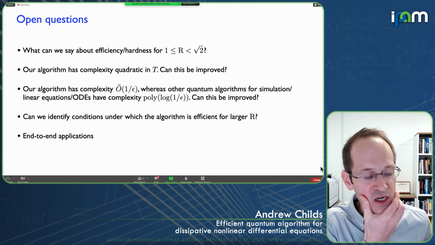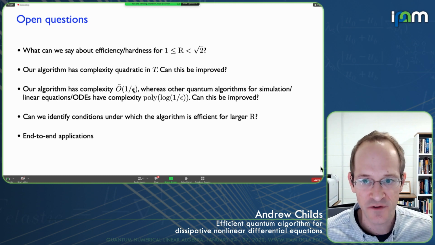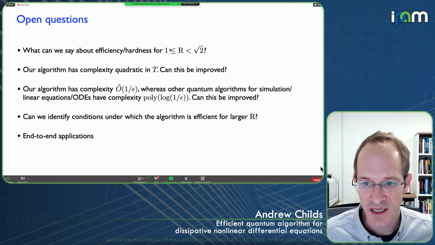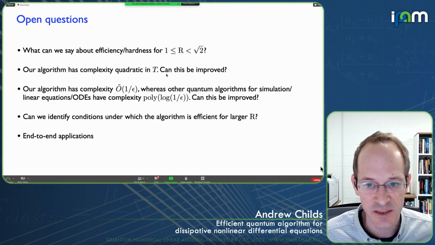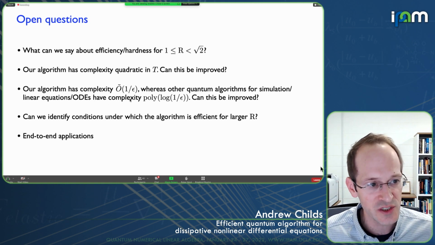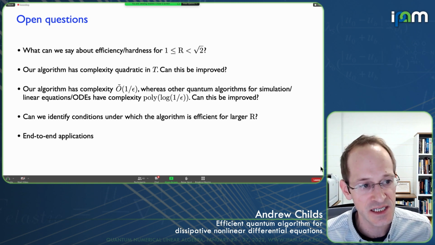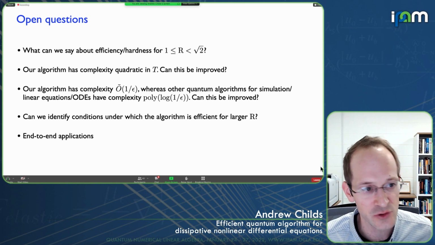Okay, so let me just quickly conclude. I think there's a bunch of interesting questions to think about related to this kind of algorithm. There's a bunch of technical questions about intermediate values of R and the precise dependence on T and epsilon. But I think the most interesting thing to explore is when you might be able to apply these kinds of ideas to handle interesting applications.